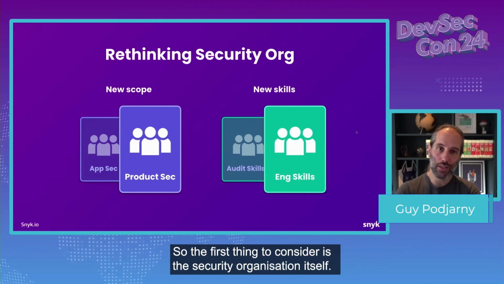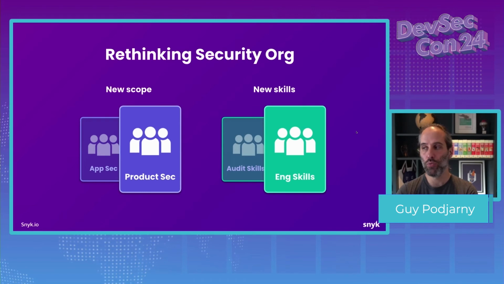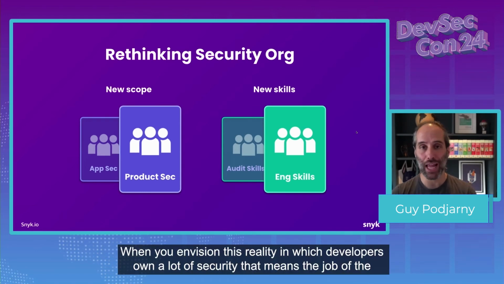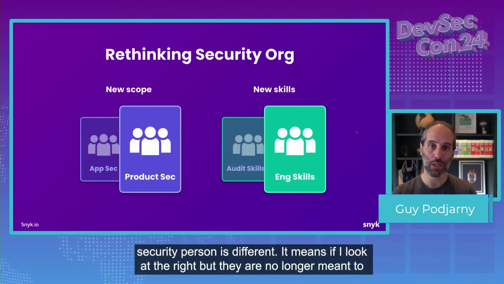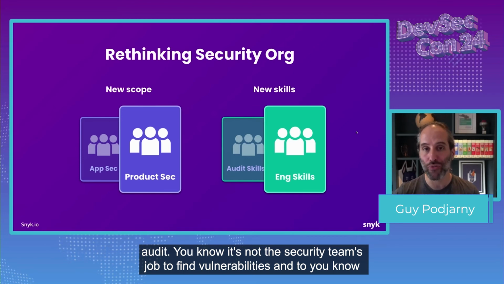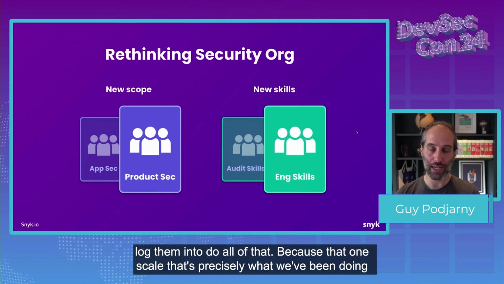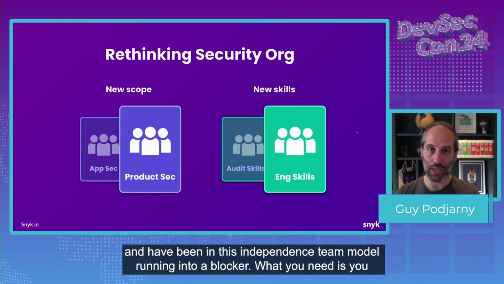So the first thing to consider is the security organization itself. When you envision this reality in which developers own a lot of security, that means the job of the security person is different. It means, if I look at the right, that they are no longer meant to audit. It's not the security team's job to find vulnerabilities and log them and do all of that, because that won't scale. That's precisely what we've been doing in this independent team model, and running into a blocker.